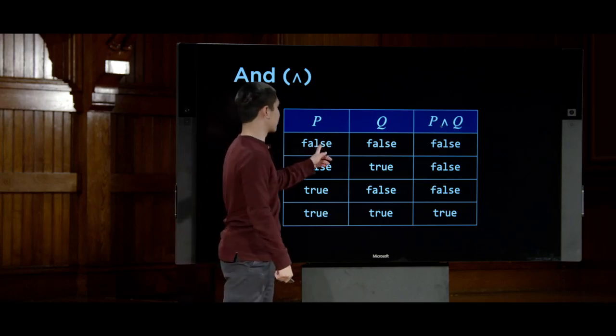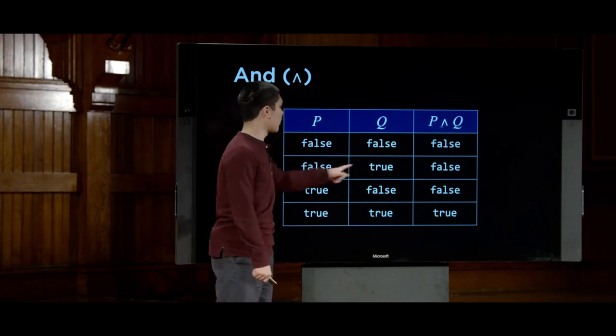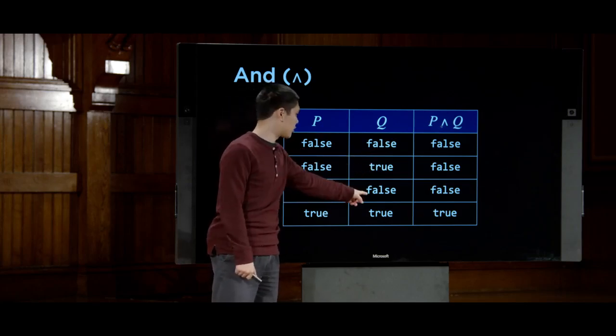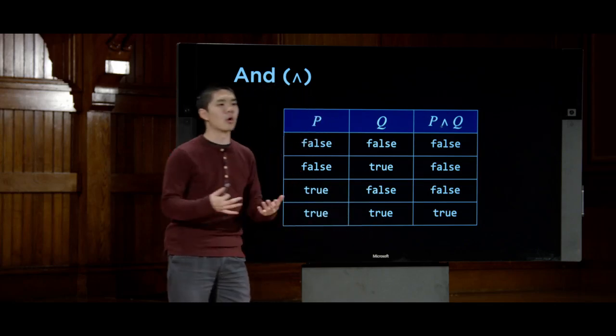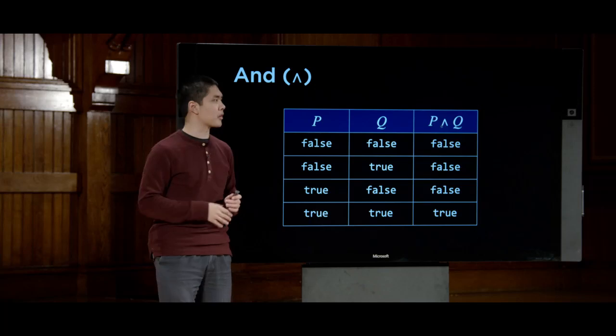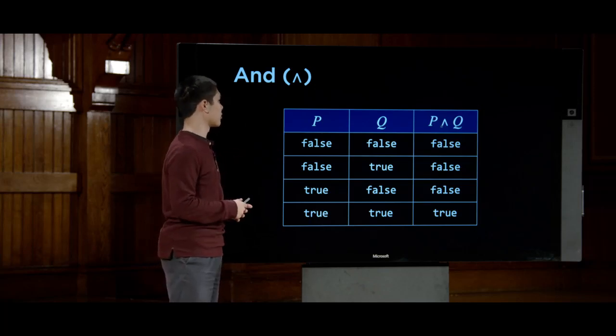So we have P is false and Q is false. We have P is false and Q is true. P is true and Q is false. And then P and Q both are true. And those are the only 4 possibilities for what P and Q could mean.